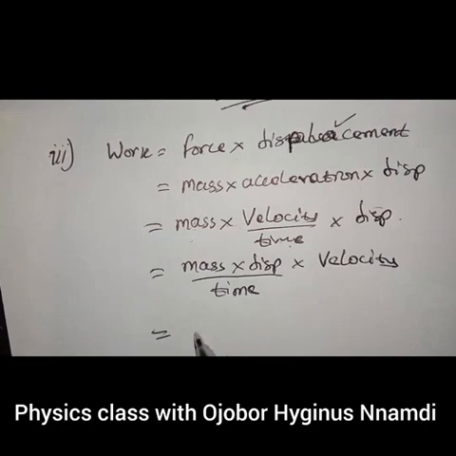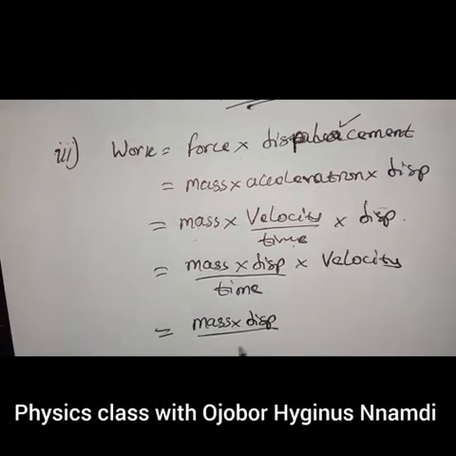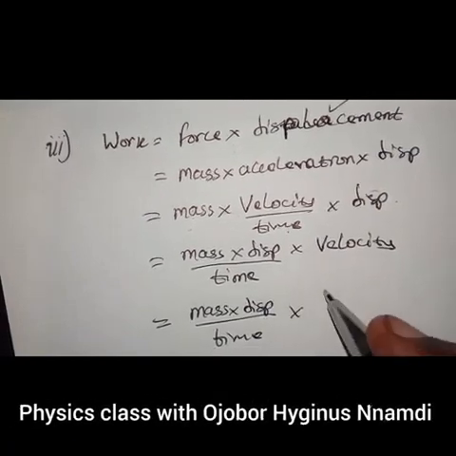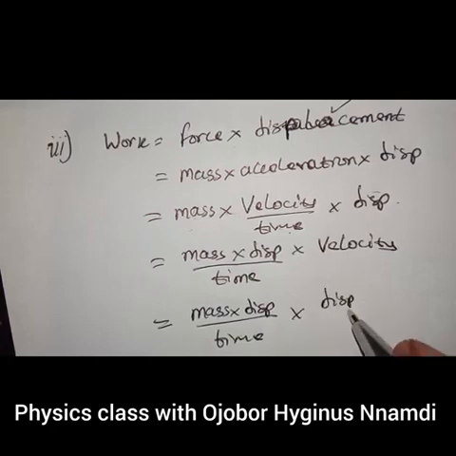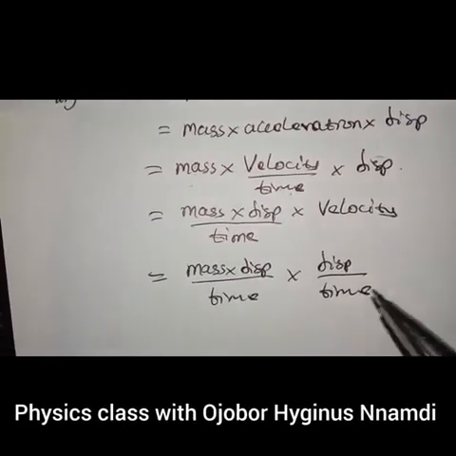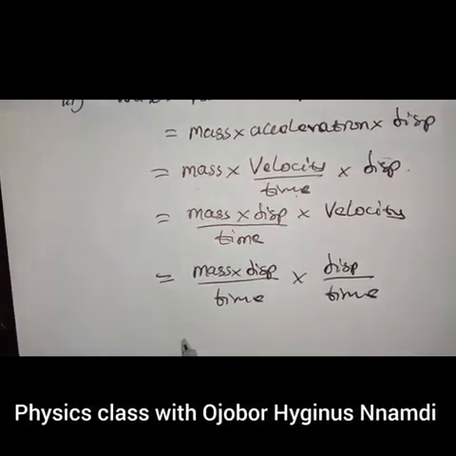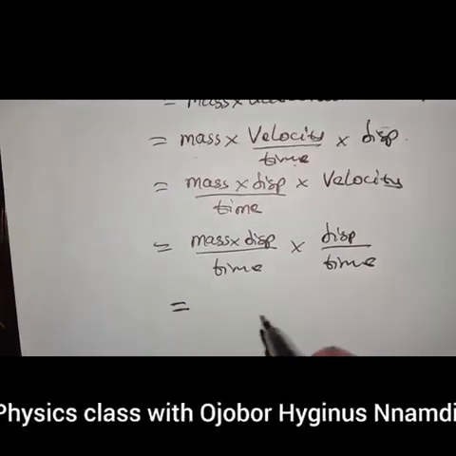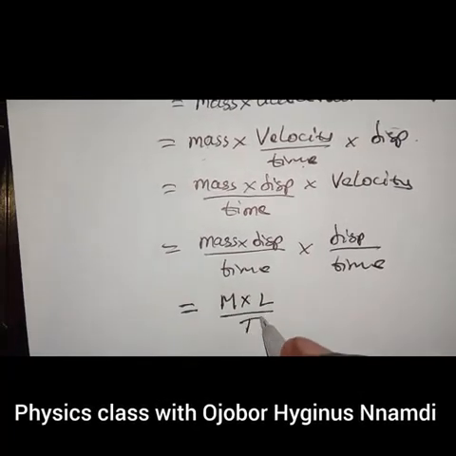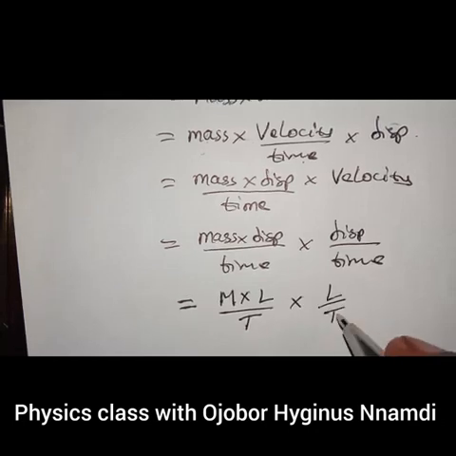So this is equal to mass times displacement all over time, then times velocity, which is displacement over time. Velocity is displacement over time, from our definition, from the formula, you have this. So if you look at these now, displacement, mass, time, all of them are fundamental quantities. We can now represent them by their dimension. The dimension of mass is M, the dimension of displacement is L, the dimension of time is T, the dimension of this other displacement is capital L, dimension of time is capital T.